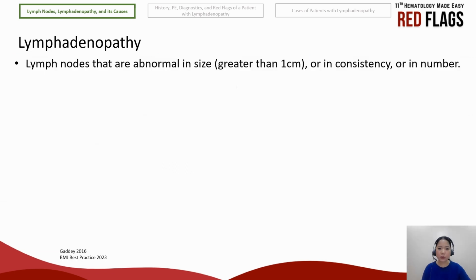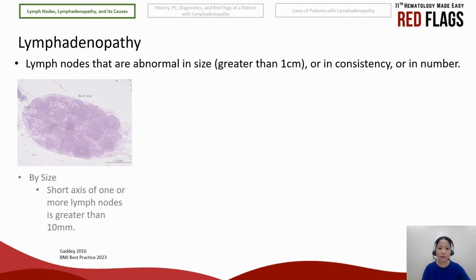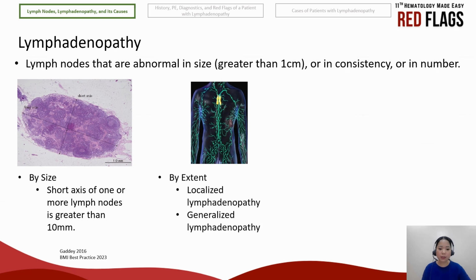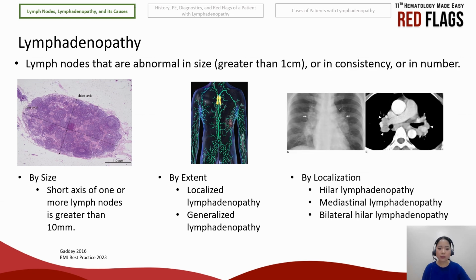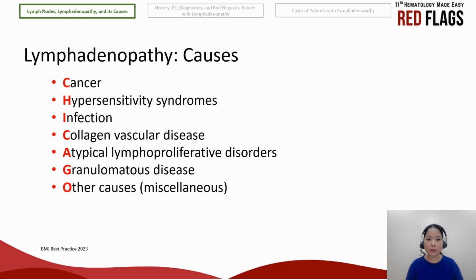Lymphadenopathy refers to lymph nodes that are abnormal in size, abnormal in consistency, or abnormal in number. It may be classified according to size when the short axis of one or more lymph nodes is greater than 10 millimeters. It may be classified by extent of involvement as localized lymphadenopathy when only one regional lymph node is involved, and generalized lymphadenopathy when two or more regional lymph nodes are involved. It may be classified by localization of the involved lymph node region. The causes of lymphadenopathy may be represented by the acronym CHICAGO.